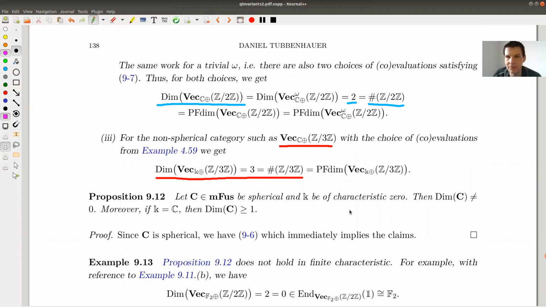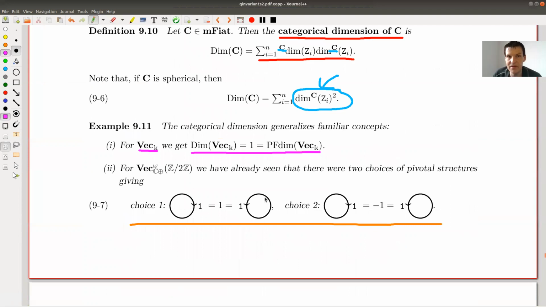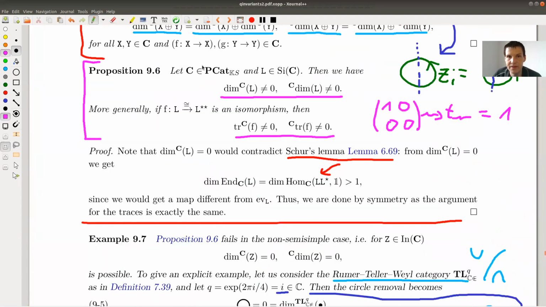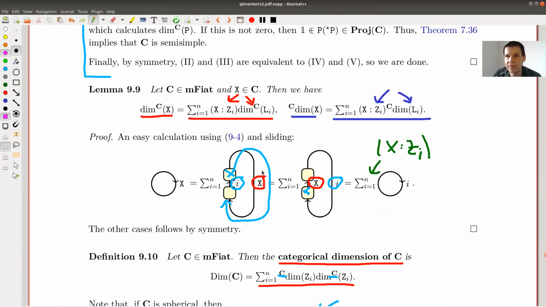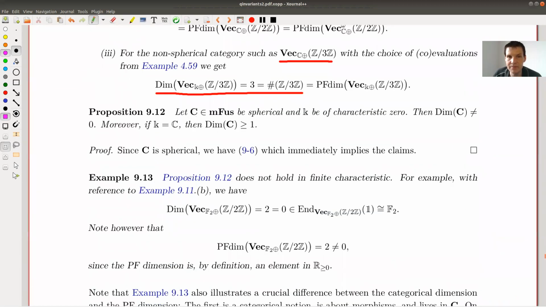So, for example, you could say something like this. In analogy to this one, dimensions of simple objects never vanish in the semi-simple case. In the semi-simple case, you have a fusion category. Remember, fusion was, in particular, semi-simple. Then the dimension of the whole category is not 0. And for the complex numbers, it's actually even bigger than 1. It's a real number bigger than 1. But the point is, it's not 0, under the assumption that you have characteristic 0.